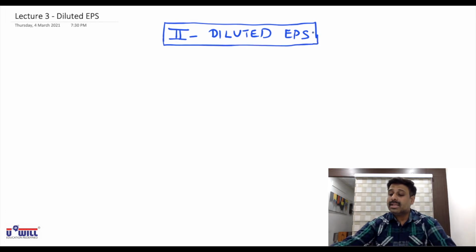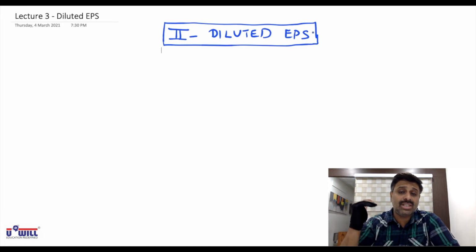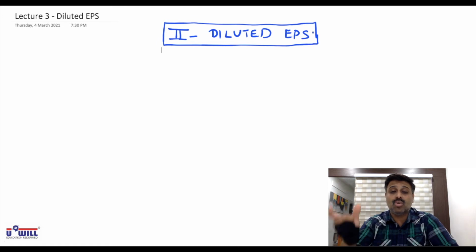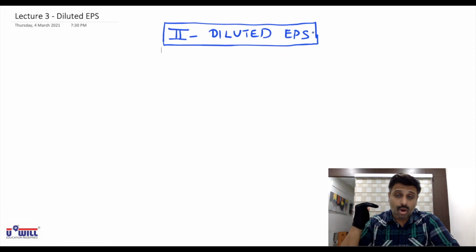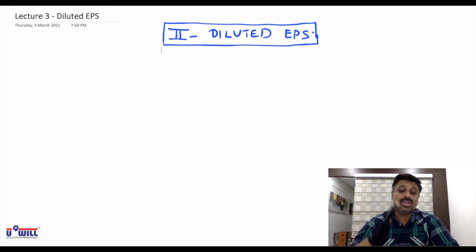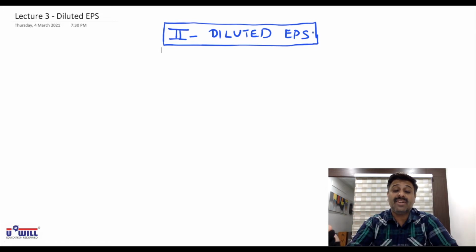Now, the concept of diluted EPS I already explained to you in lecture 1 itself. I explained that there are potential equity shares, which are those securities which have the potential of becoming equity shares in future. Then I gave you two examples: convertible preference shares and convertible debentures. In fact, more than 4 examples: share warrants, ESOP, equity stock option plan, employees stock option plan.